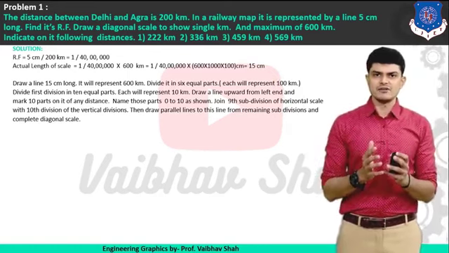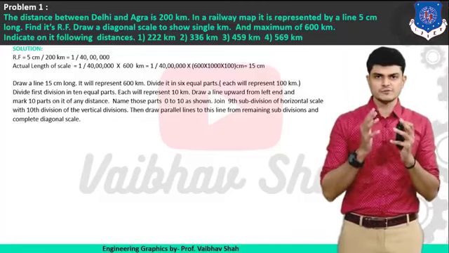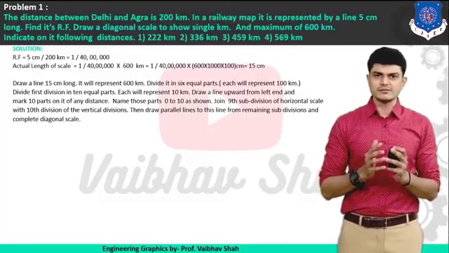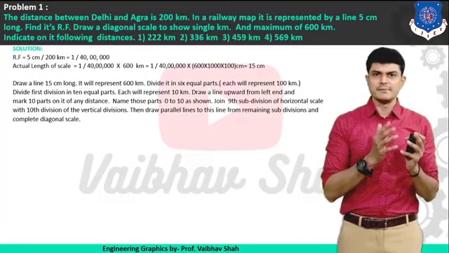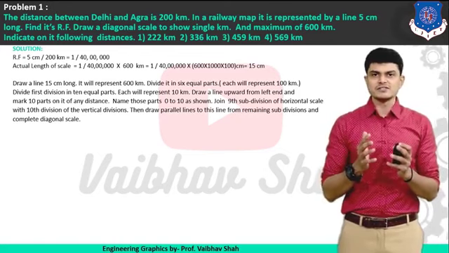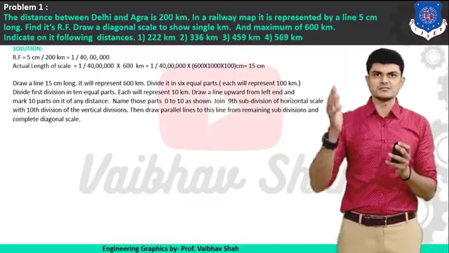After getting the RF, we will find the second equation, which is nothing but the actual length of scale. So what is the equation of actual length of scale? Let us remember: RF into maximum length to be measured. So here RF is 1 by 40 lengths into the maximum length to be measured, which is what?